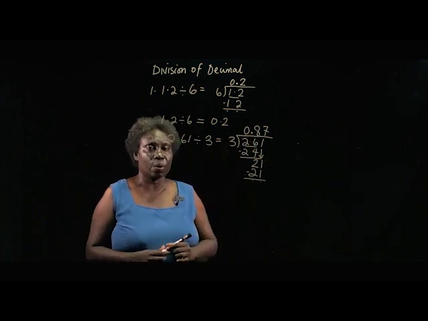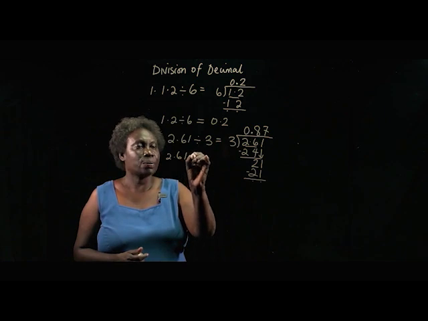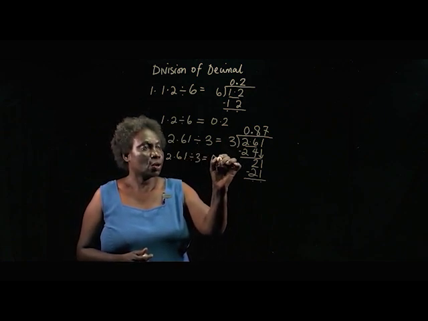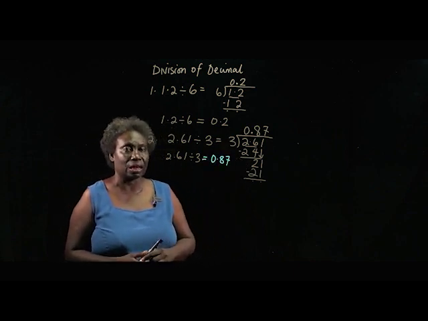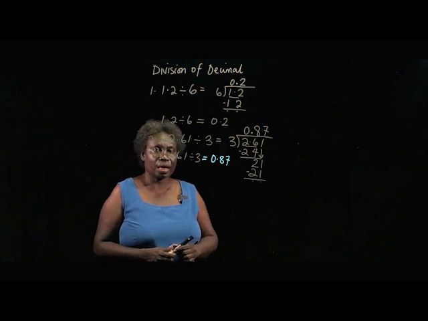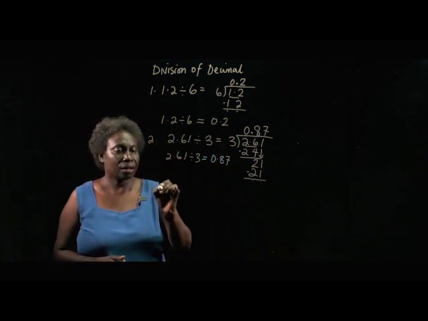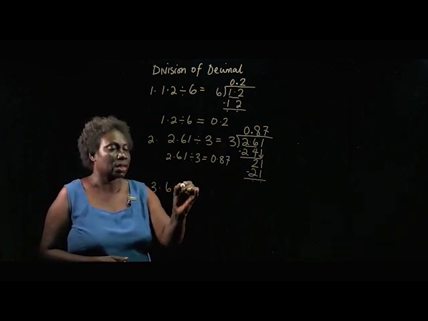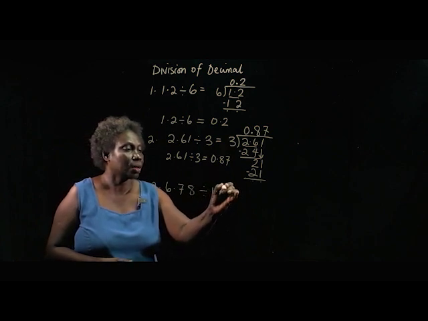So the answer to our division 2.61 divided by 3 is equal to 0.87. That's the answer to our division. Okay, let's go to the next one. The example number 3. Okay, we have 6.78 divided by 1.2.